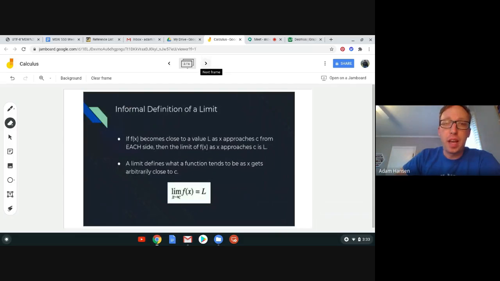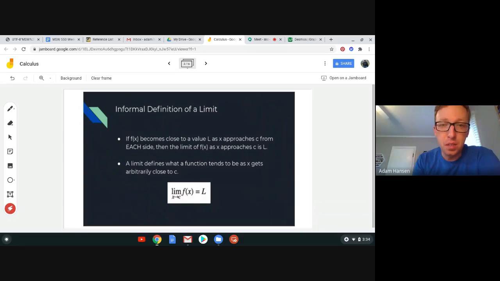So first off, here's just kind of an informal definition of a limit. Let's look at the notation below. Limit is LIM. So the limit as x approaches c, this x arrow c, is read out loud as x approaches c. So the limit as x approaches c of our function f of x is equal to a value called L.